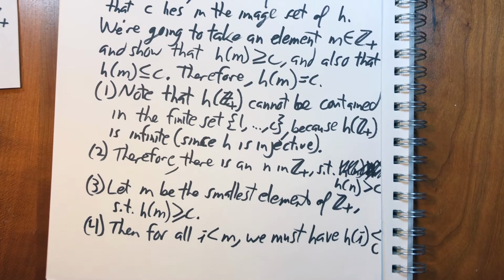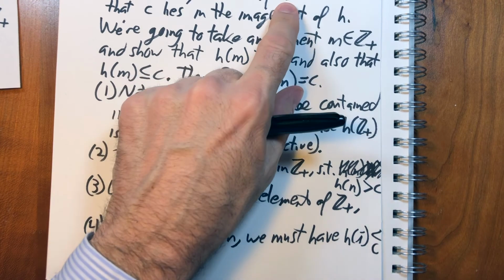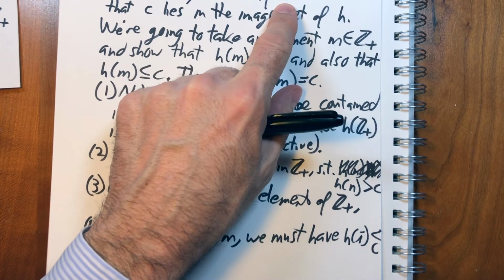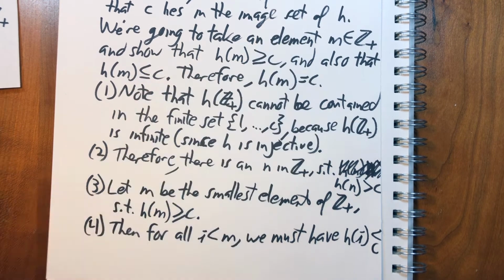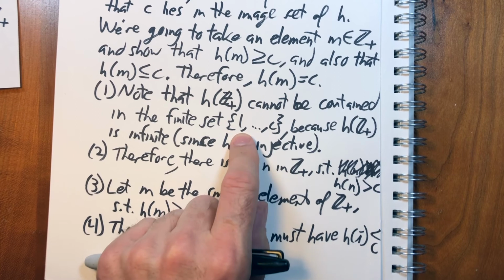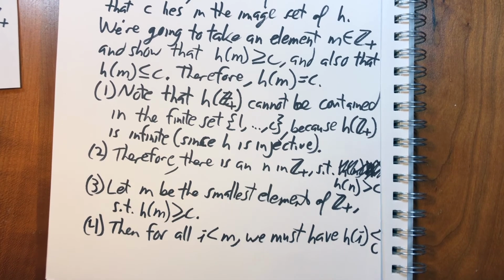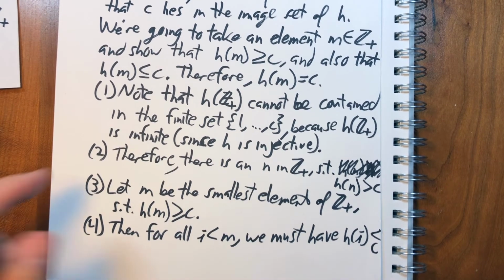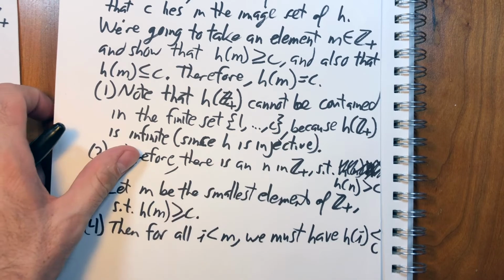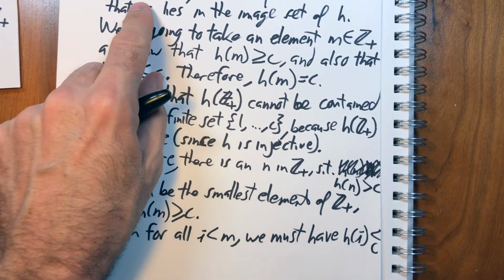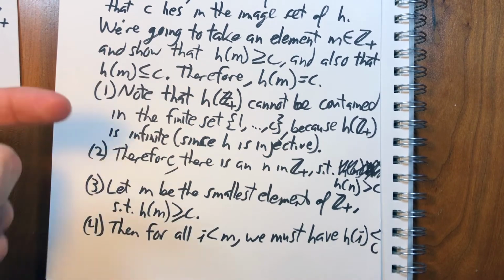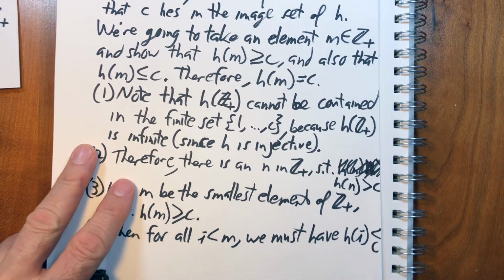Okay, so we pick an arbitrary element of C, and remember, C is a subset of the positive integers. So c is also a positive integer. Since c is a positive integer, there's a section from 1 to c of positive integers, and this is going to be finite. So there's a section from 1 to c that's a finite section of positive integers.